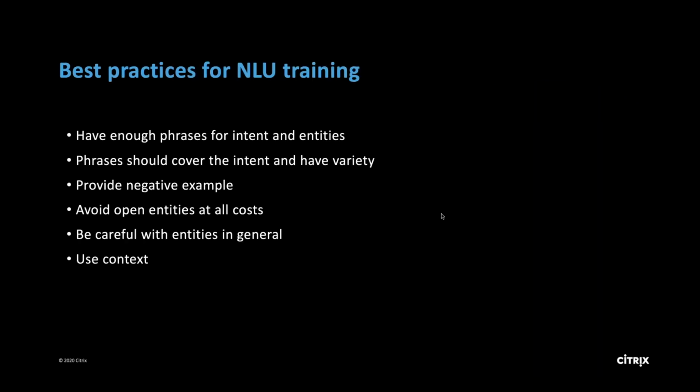I would like to share with you some of the best practices for natural language understanding training. So first of all, have enough phrases for intents and entities. It's really vital to have enough phrases for intents. And for entities, the more entities there are, the more utterances we need to annotate. The golden rule is to have at least 5 utterances that contain each entity, and at least 3 times the entity count in utterances. That is why one should be vigilant about the number of entities.